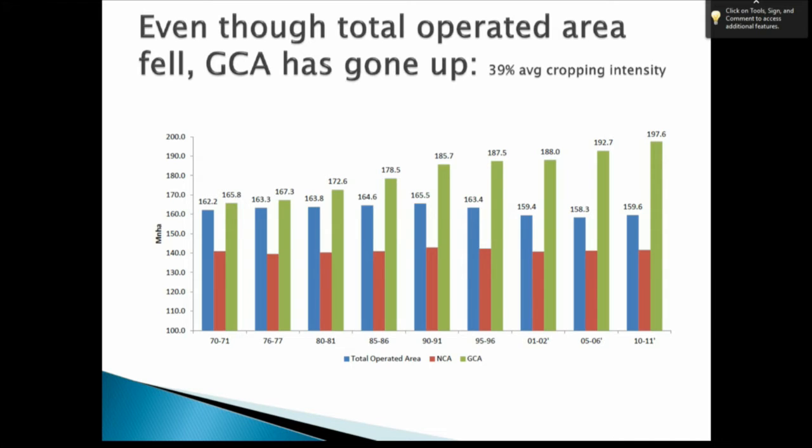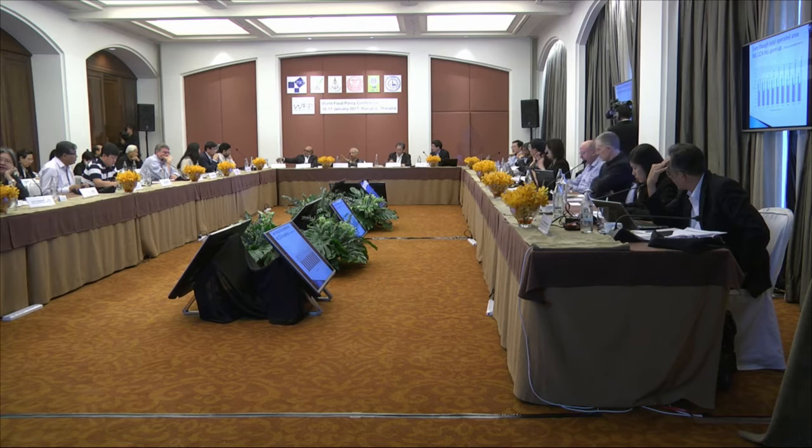Excuse me, sir. India has a unique way of measuring land in the world, gross cropped area and net cropped area. Yes, sir. So please explain to the audience what difference there is.